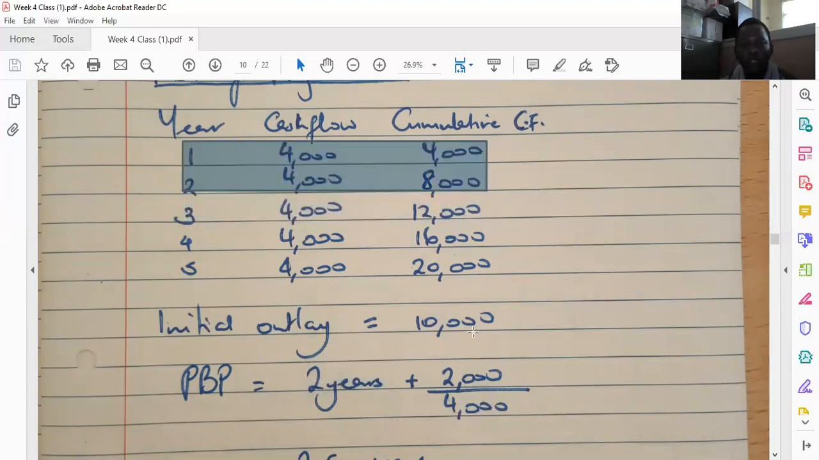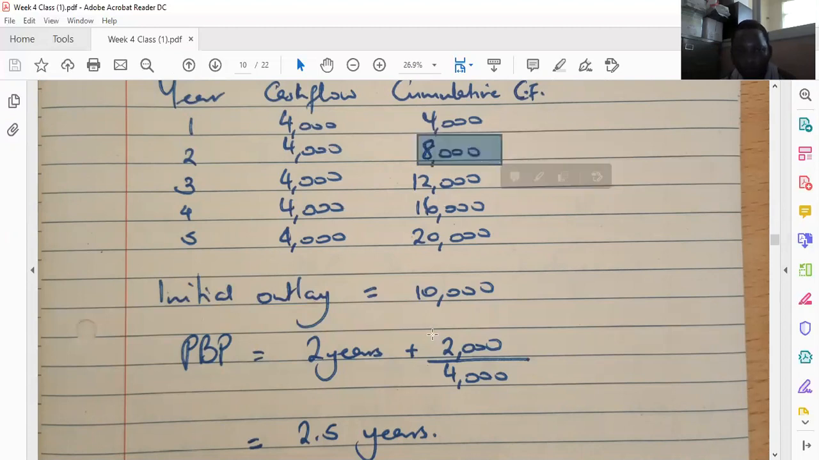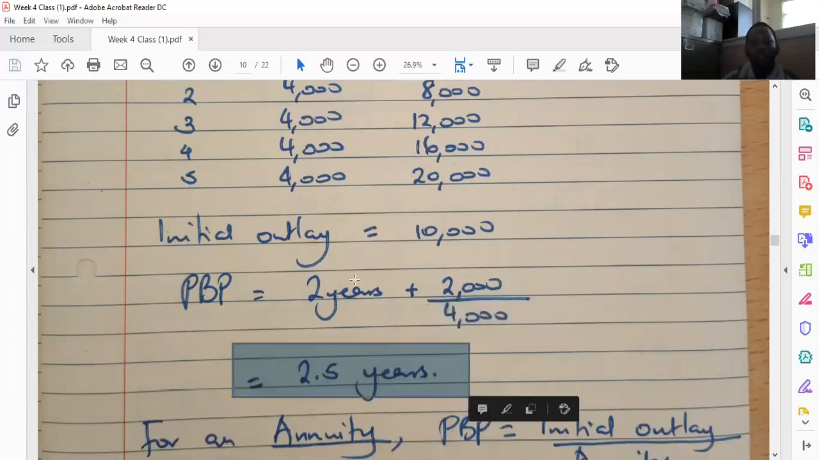And a portion of year 3 shall be equal to the amount remaining to recover the full amount, which in this case is 10,000 minus 8,000 recovered in year 2, which will give us 2,000 shillings, divided by the cash flow in year 3, which is 4,000 shillings. So this will give us 2 years and a half, so 2.5 years. So therefore, 2.5 years is the payback period of project A.